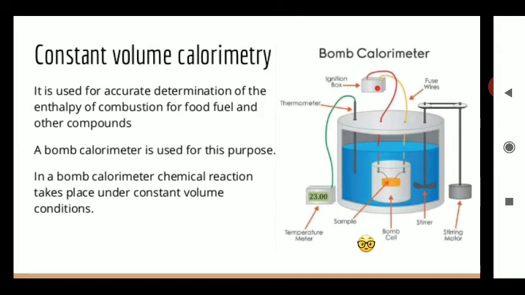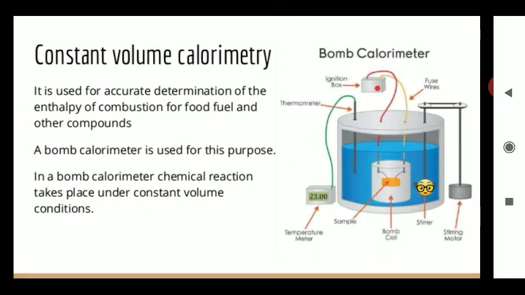Before starting this experiment, we have to measure the initial temperature of this bomb calorimeter. Suppose this temperature is 25 degrees Celsius. After the combustion, the temperature increases, and from T1 it becomes T2. By applying the simple formula Q = m × C × ΔT, we can measure the specific heat of a substance. Because in this vessel the volume is constant, ΔU can also be measured, and ΔH can also be measured.